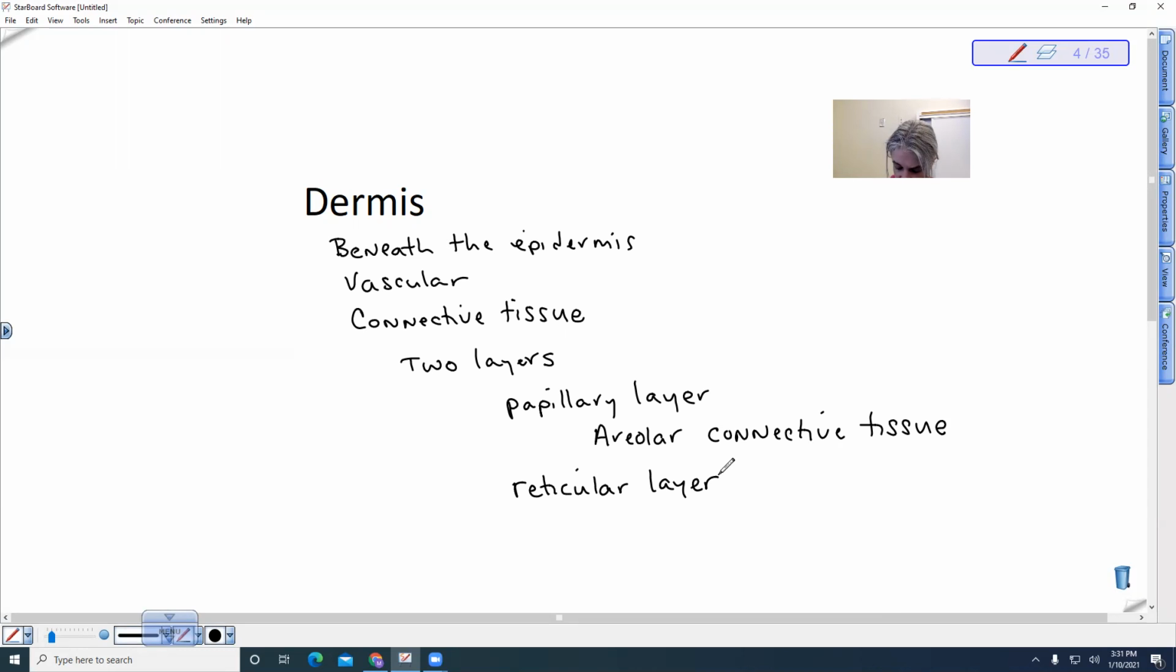When we look at the reticular layer, it is dense, but it is irregular connective tissue. So we say that it is dense, irregular connective tissue. Dense meaning that it has a lot of collagen fibers, so lots of fibers.